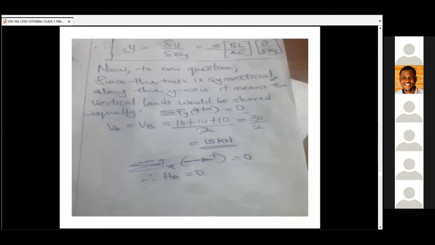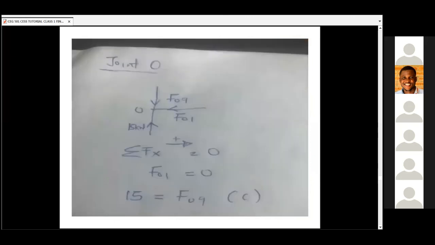Now, to solve this question, we need to look at it using either the joint method or the section method. If we are using either joint method or section method, we are going to be picking different joints. I used the joint method to solve mine, but you can always use any other method you so desire. The most important thing is you do it accurately and you get the same answer.